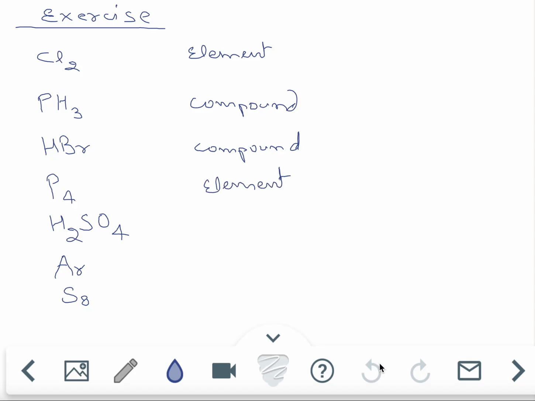H2SO4 has got three different types of atoms of different elements, hydrogen, sulfur and oxygen, so therefore this is also going to be a compound. Argon is a single atom. So therefore we can call it just an atom or a monoatomic molecule. Sulfur, on the other hand, is a polyatomic molecule because it has got 8 atoms of the same type. So therefore this also is an element. Argon is also an element, by the way, because there is only one atom.